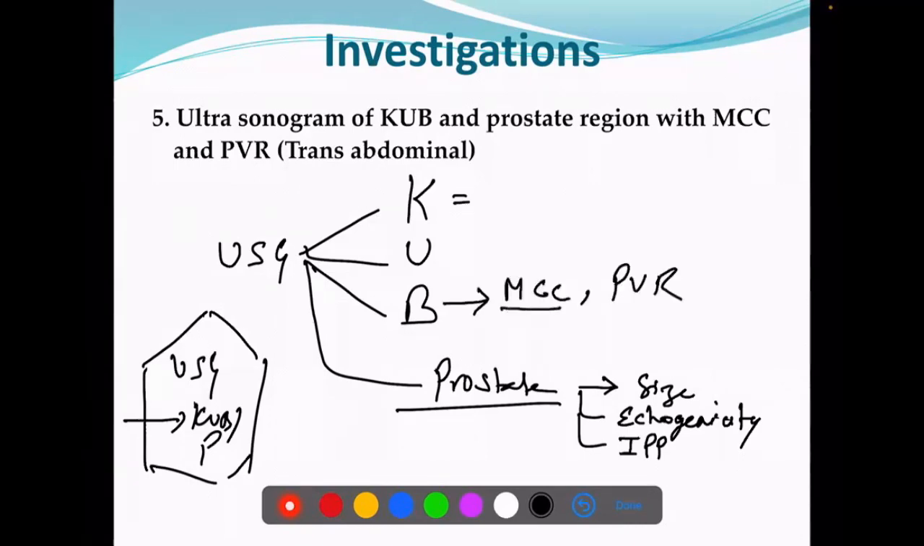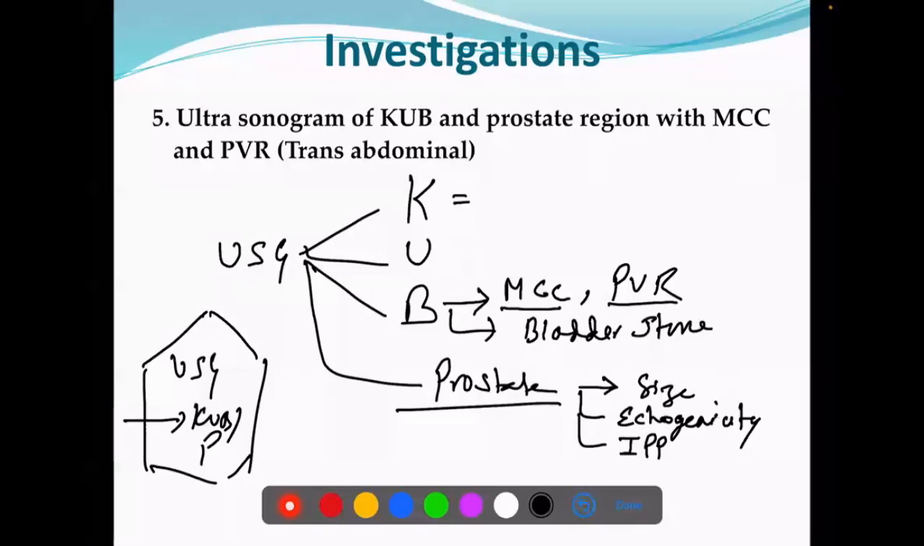MCC means maximum capacity of bladder before micturition. PVR means post-void residue. That means after micturating, how much urine is remaining inside the bladder. We can also see the bladder stone. BPH is one of the cause of stone formation in male.